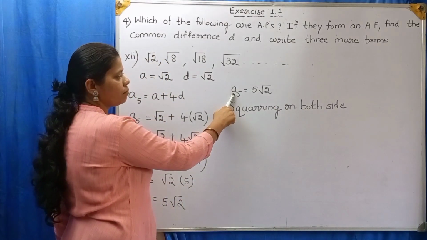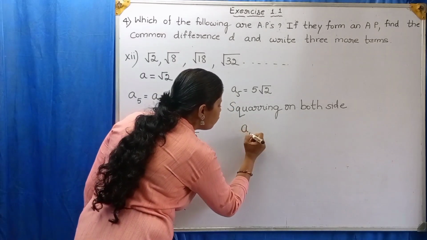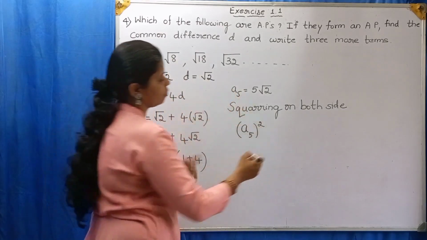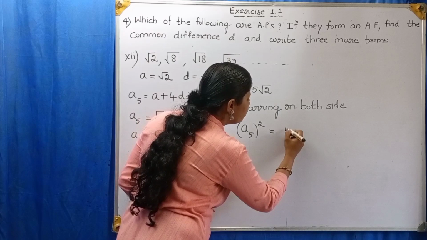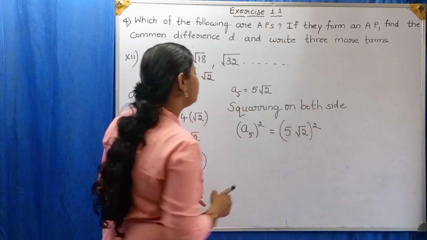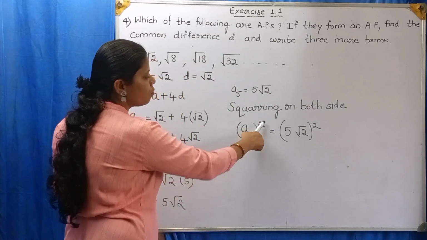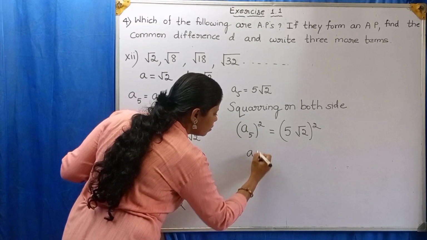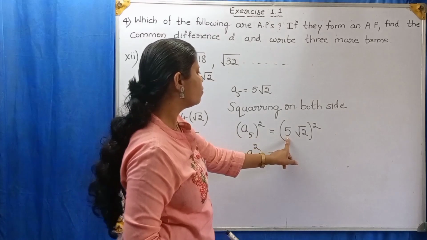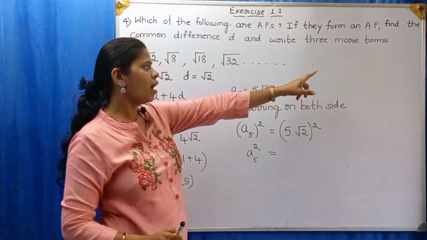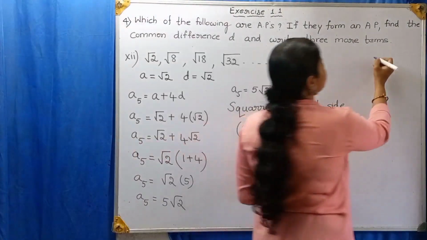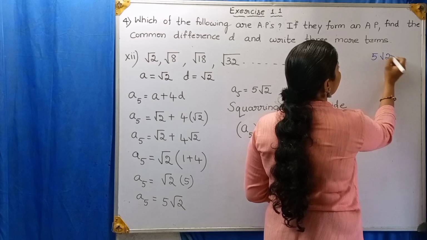Now, then what it will become? See this carefully. A5 the whole square is equal to 5 into root 2 the whole square. Now, A5 the whole square, and now 5 into root 2 the whole square. I will show that side. See, 5 into root 2 the whole square.